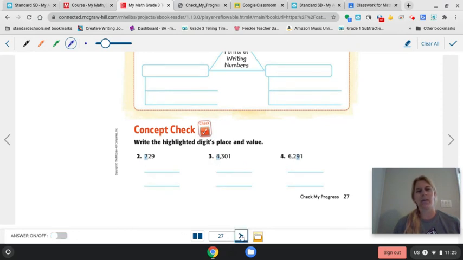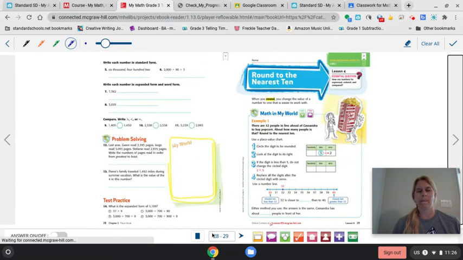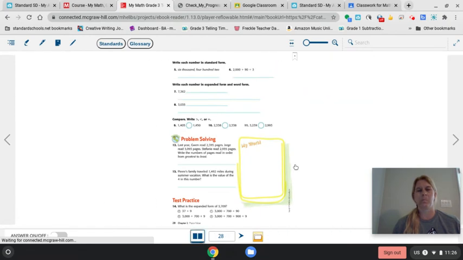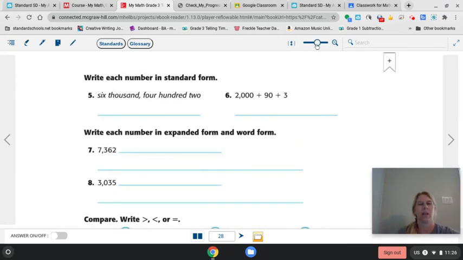Okay, we're moving to the next page for more practice. So there's just more practice here. Write each number in standard form. 6,402. How would you write that in standard form? I want you to think about it. What does standard form look like?